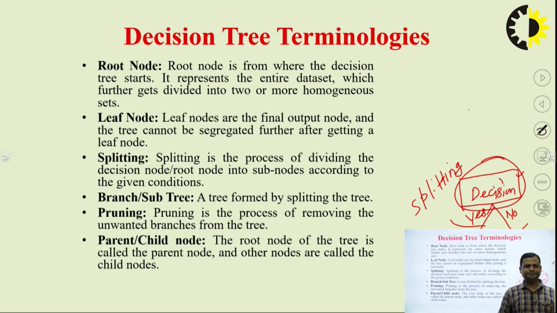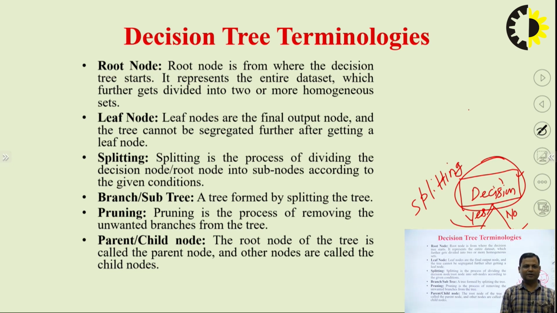So what is pruning? Pruning is the process of removing the unwanted branches from the tree. If some extra node has been created, we will remove the extra, unwanted node, which is not needed, which is not suitable to the particular problem. If we are not getting a particular response, we don't need to create further branches or leaf nodes for it. So pruning is the process of removing the unwanted branches from the tree. If there is an unwanted branch, we need to remove it, and that is called pruning.